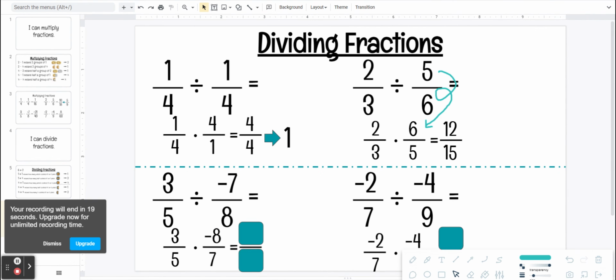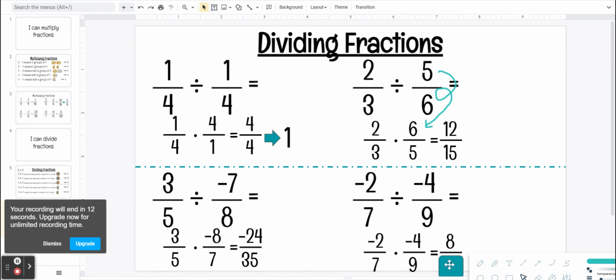All right, I'm running out of time here. So a negative times a positive would be a negative. And then if you have 2 negatives, those make a positive.